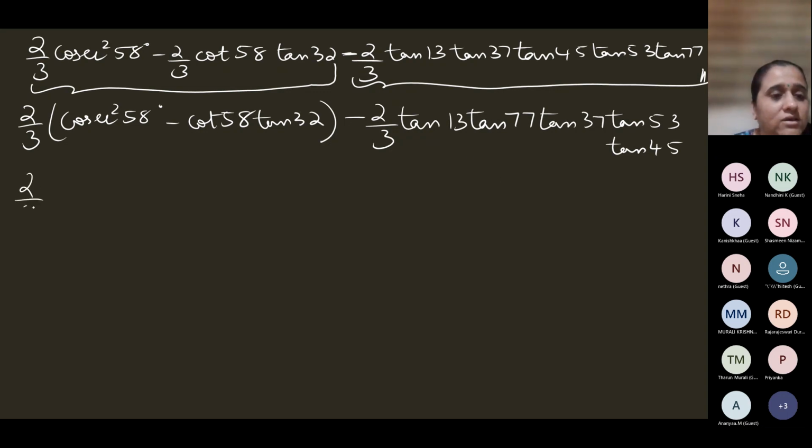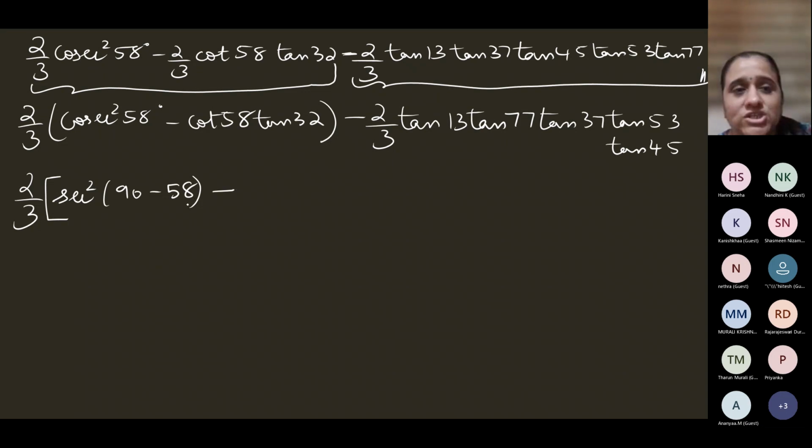Now, 2 by 3. What's the idea? To change this expression to secant square theta minus tan square theta. So cosecant square theta is secant square 90 minus theta. So secant square 90 minus theta, which is 58. Cosecant square theta, which is 58, is secant square 90 minus 58. So we have successfully changed cosecant square theta to secant square theta.